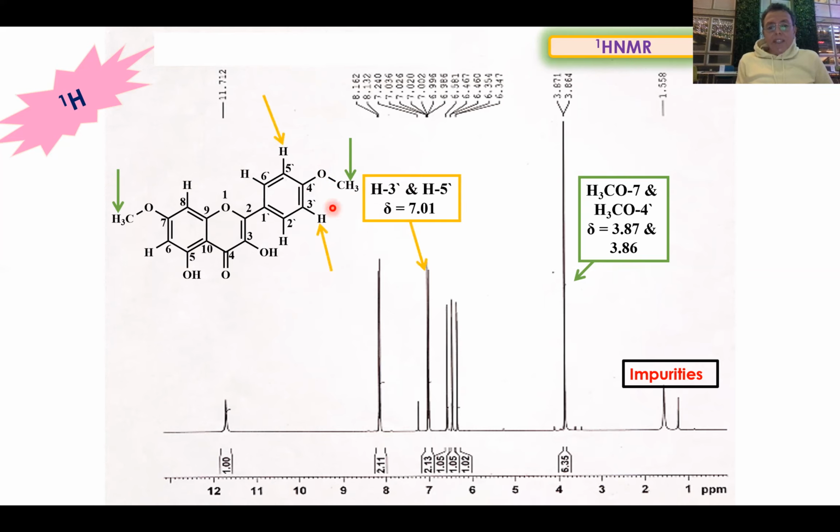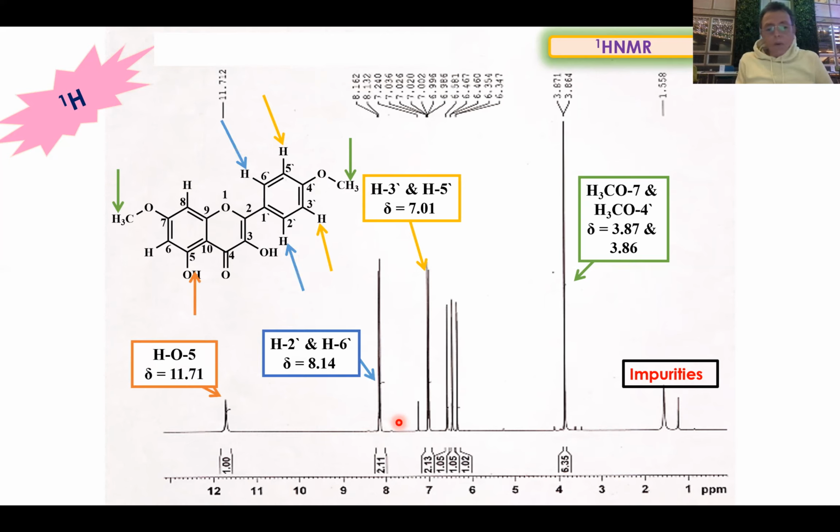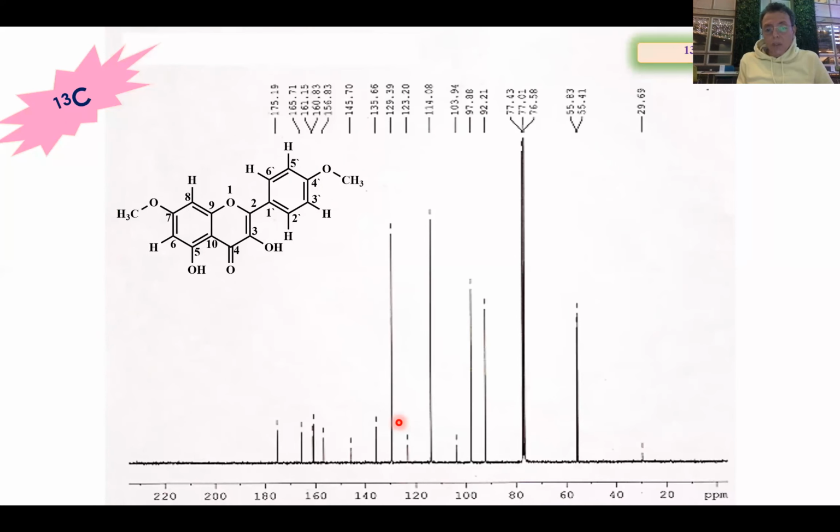Then it comes 3', 5', and the other is 2', 6'. You see how much the difference is in the chemical shift. That's why we love to work with NMR. Furthermore, there is a functional group, which is hydroxy. If we go to carbon 13, now we can also think together that here is the aliphatic region, then comes the aromatic region, and at the end is the carbonyl group.